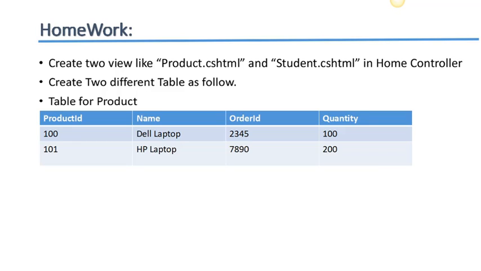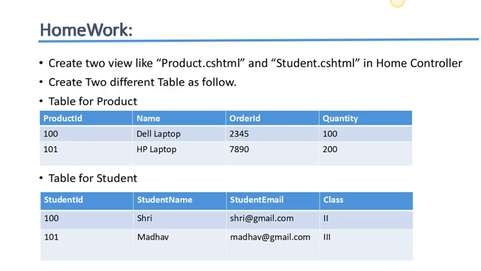Create one more table for the student, having the columns student ID, student name, student email, and class. This will help you understand MVC in more detail. If you create more examples, you will understand MVC better. I will provide homework at the end of each tutorial, and if you practice the homework, then definitely by the end of the tutorials you will be a master in MVC.